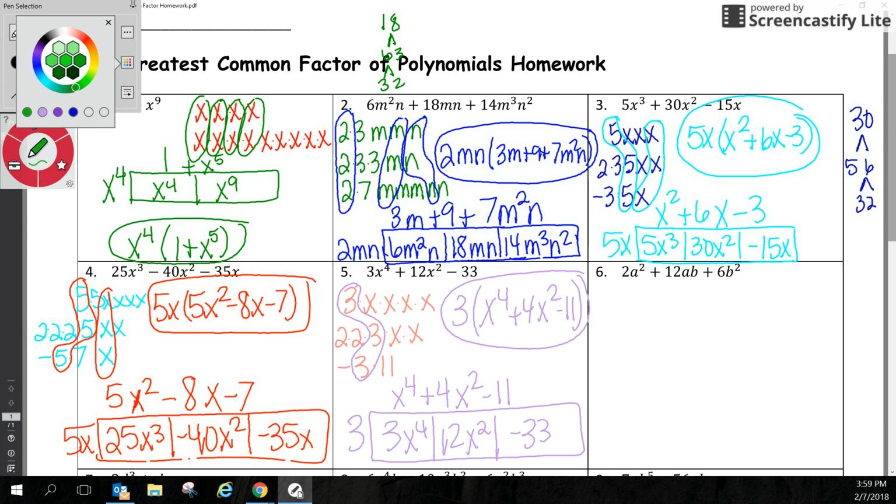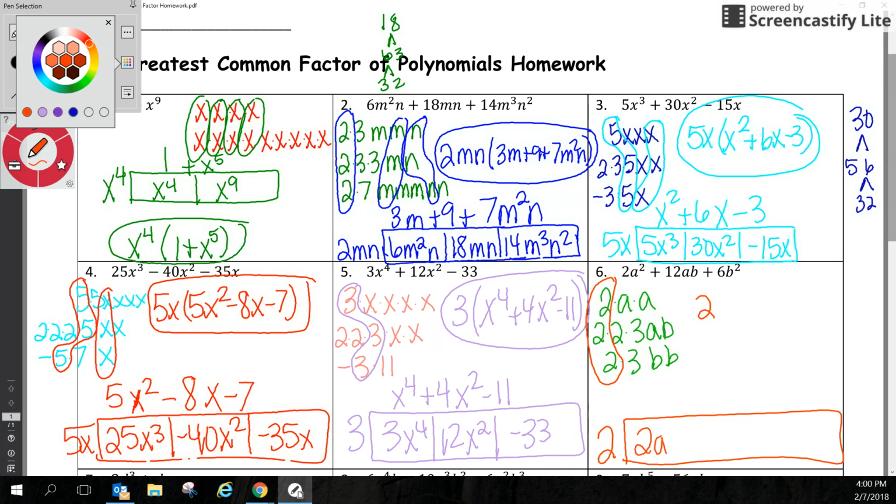All right, for number 6, first term, I've got 2 times a times a. Again, 12 is 4 times 3. 4 is 2 times 2 times 3, AB. And 6 is 2 times 3, B times B. So they don't have A's in common. They don't all have a B. The only thing they all have is a 2. Again, that's going to make our division nice.